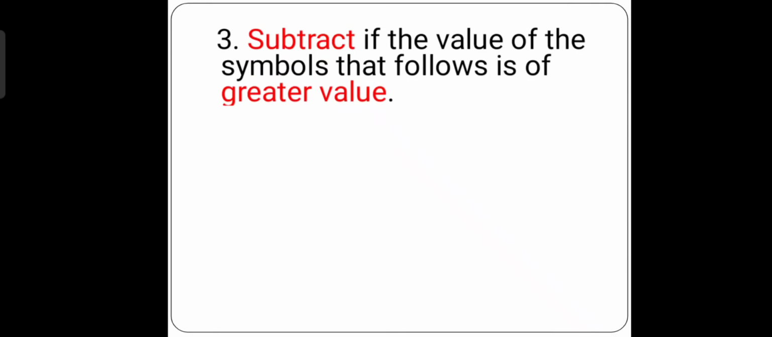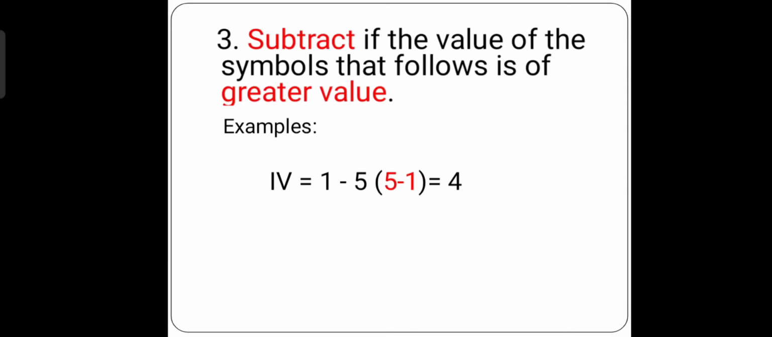Subtract if the value of the symbol that follows is of greater value. So if the one that follows is bigger, we will have to subtract. Examples. Okay, we have our I and V. The one that follows is bigger, because I is 1 and then V is 5. So, we will subtract 5 minus 1. So, the value for I and V is 4.